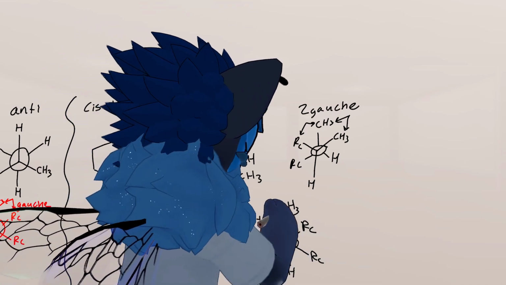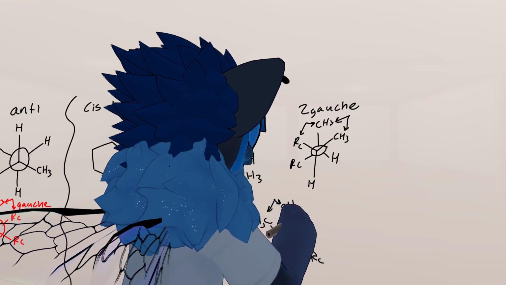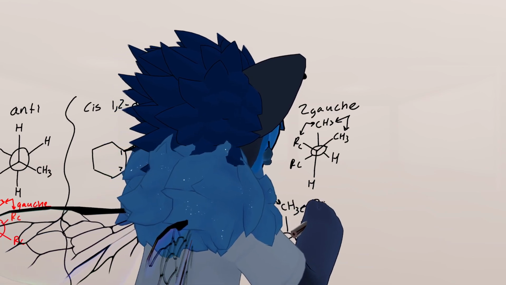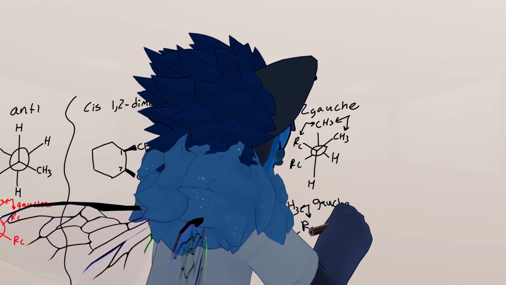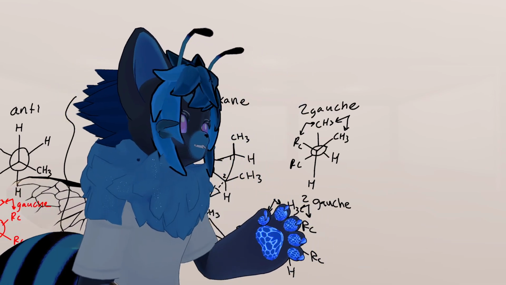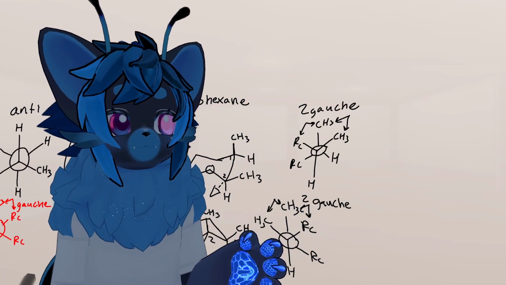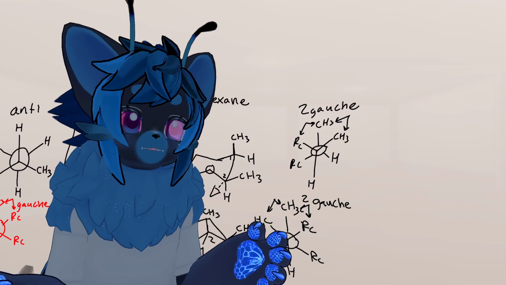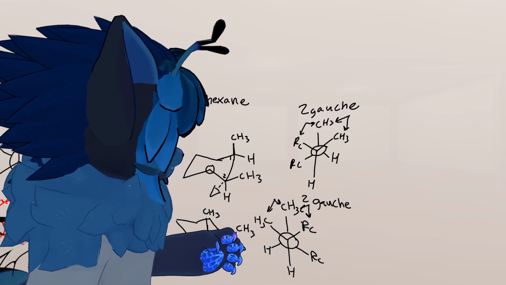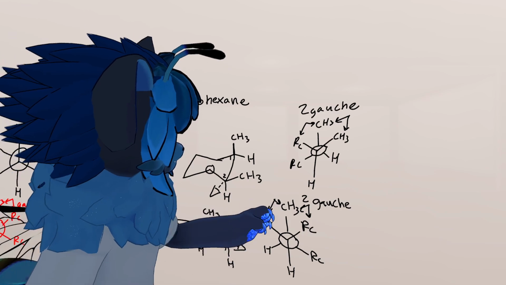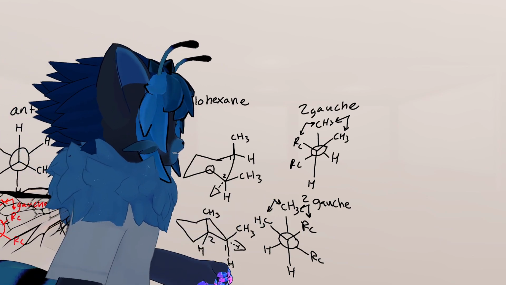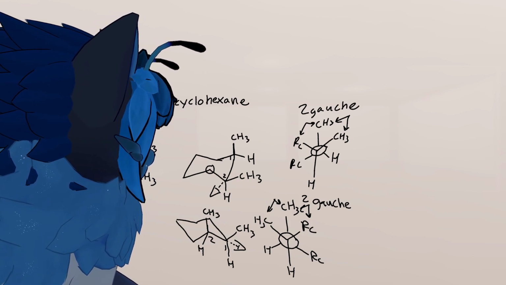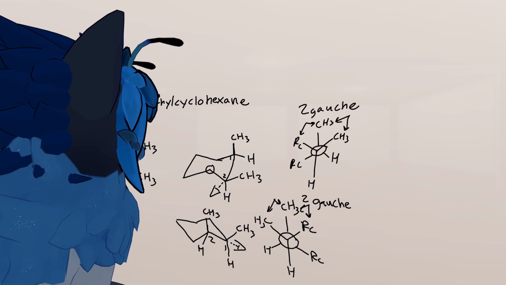So let's look at this. We still have 2 gauche interactions even after our chair flip. So what does this tell us? Well, axial is always going to have gauche interactions. And if the metals are cis, they're still going to have that gauche interaction with each other, because they're always pointing up.